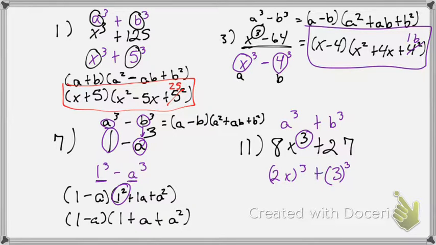So we just really need to know the formula, which would be a plus b for the same, and then we have the opposite, a squared.